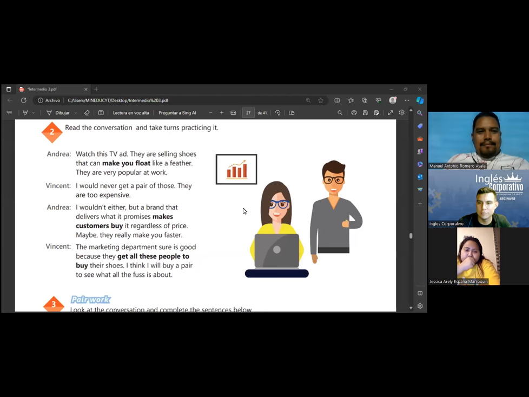That can make you float like a feather. They are very popular at work. I will never get a pair of those. They are too expensive. I wouldn't either, but a brand that delivers what is promised makes customers buy it regardless of price. Maybe they really make you faster. The marketing department sure is good because they get all these people to buy their shoes. I think I will buy a pair to see what all the fuss is about.